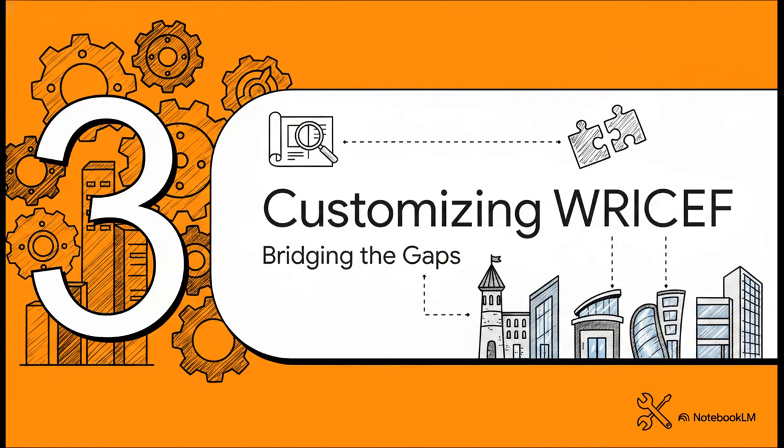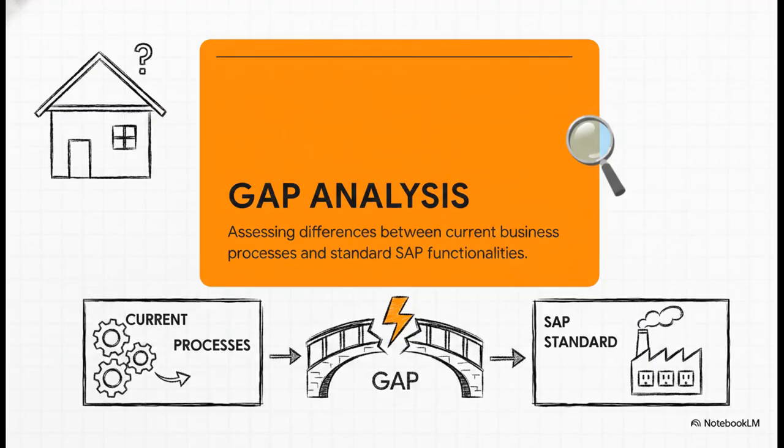Section 3. Customizing with WRICEF. So the absolutely crucial point here is this. Before we can customize anything, we have to perform a gap analysis. Think of it kind of like walking through a newly built house and realizing, wait, we need a custom power outlet right here for our specific machinery. A gap analysis assesses the differences, or the gaps, between what your business currently does and the standard, out-of-the-box functionalities that SAP provides. Once we identify those missing pieces, we know exactly what custom work is required to bridge them.